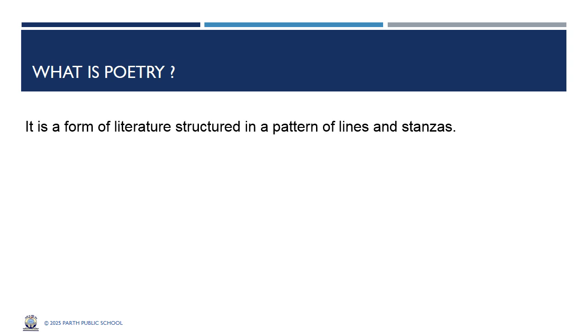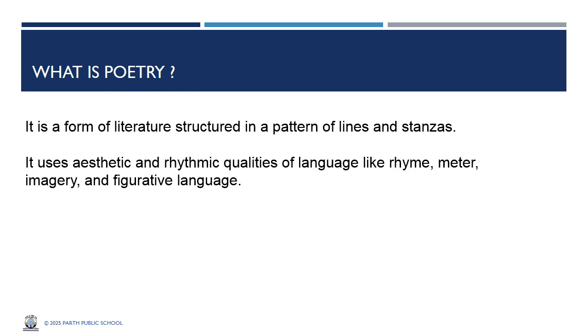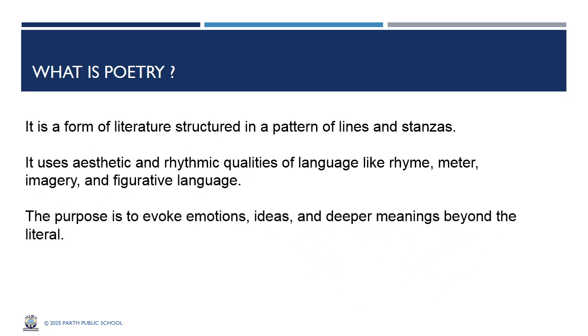Poetry is actually a form of literature which has a structure of a proper pattern of lines and stanzas. The use of language is aesthetic and has rhythmic qualities which come from using rhyme scheme or meter or imagery and other figurative language. The purpose of poetry is to bring optimism, evoke emotions, ideas, and trigger deeper meanings which cannot be explained in literal use. Now let's see what we are going to study in this lesson.